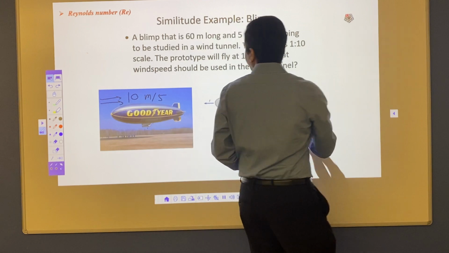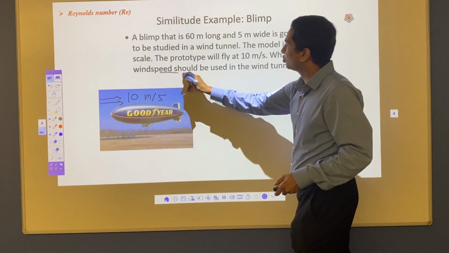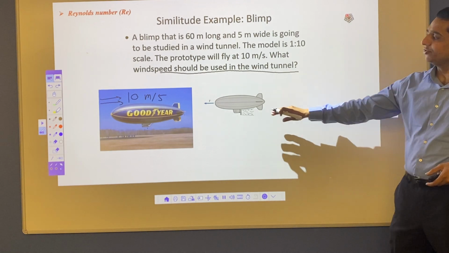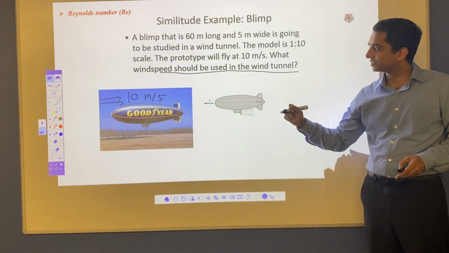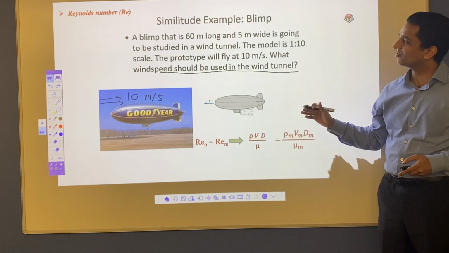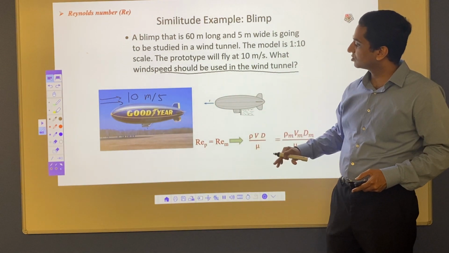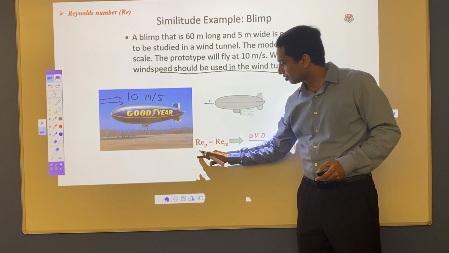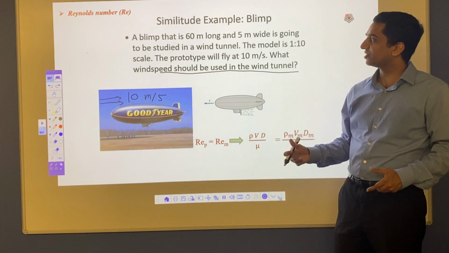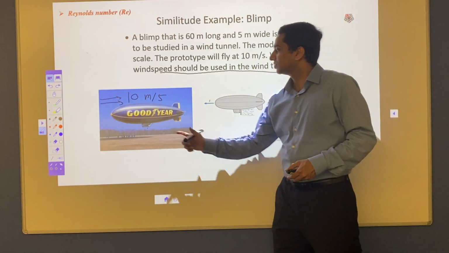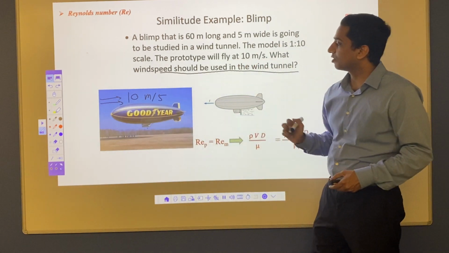What we want to do is find out what wind speed should be used in the wind tunnel. If you are going to use this model in a wind tunnel, what should be the velocity? Here we have air, and in the wind tunnel we also have air. So for that we are going to use this relationship, the Reynolds number. Reynolds number is a dimensionless term. It's going to be the same for this big thing and for this small thing.